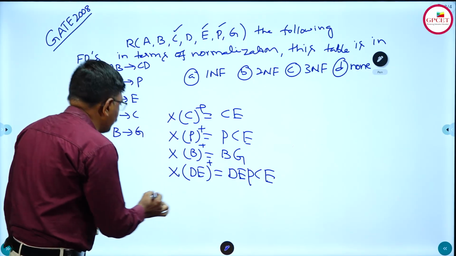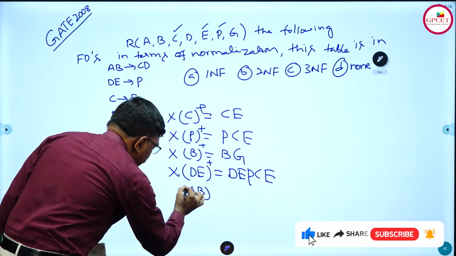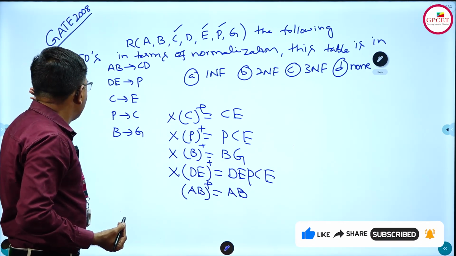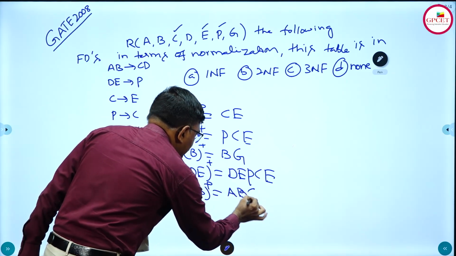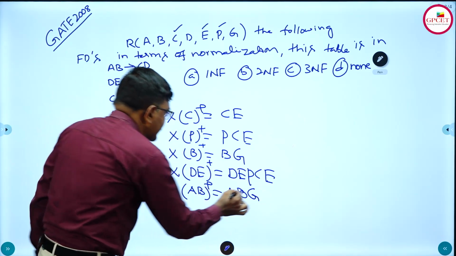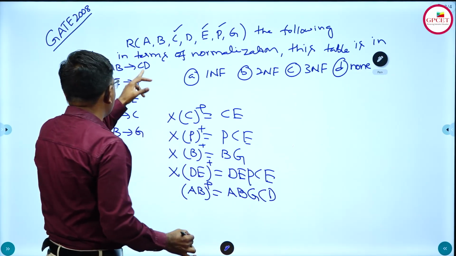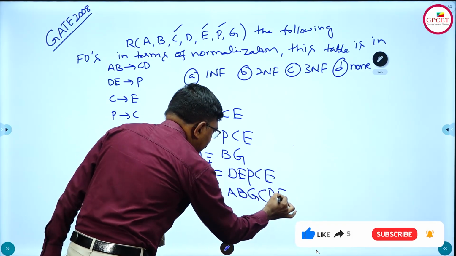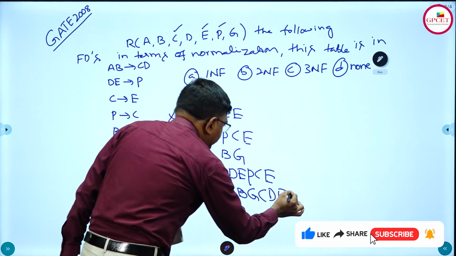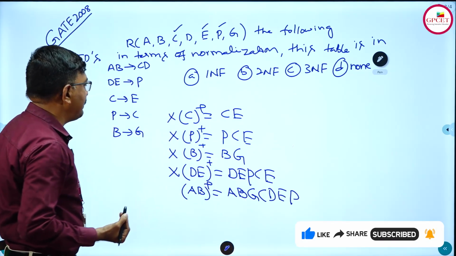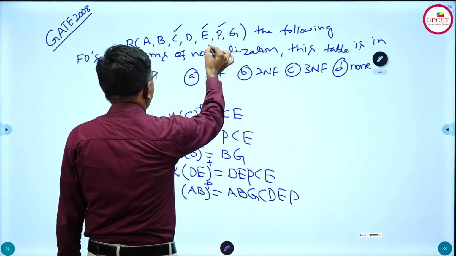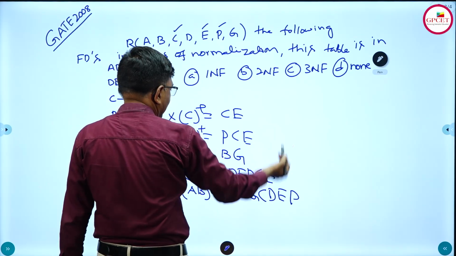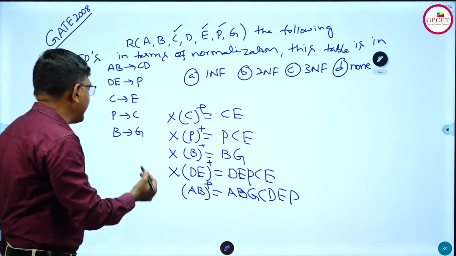Right, whereas, observe here, the last one, AB closure. AB closure is AB. B derives what? That is G. AB derives what? CD. And then B derives G, and C derives E. DE derives P. Observe here, total 7 attributes are there: 1, 2, 3, 4, 5, 6, 7. A is there, B is there, C is there, D is there, E is there, P is there. That's why we can get the original relation.